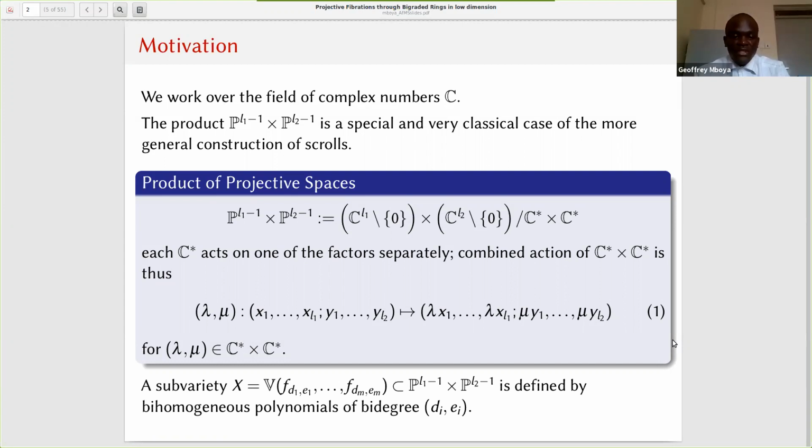Subvarieties in a product of projective spaces, just like in projective space, are given by a bunch of polynomials. This time these are bihomogeneous polynomials of bidegree (di, ei). These are non-negative integers.